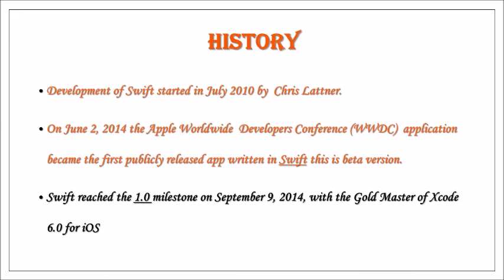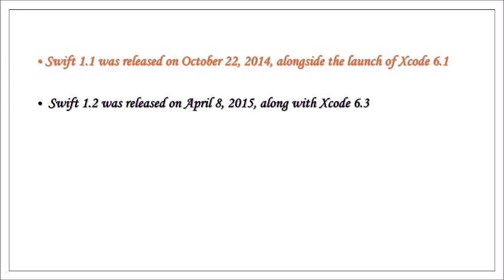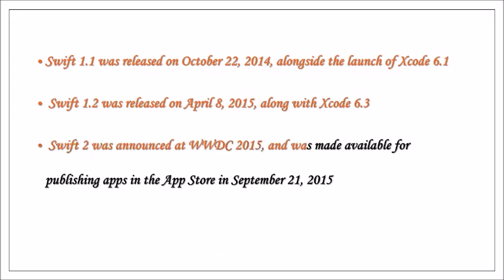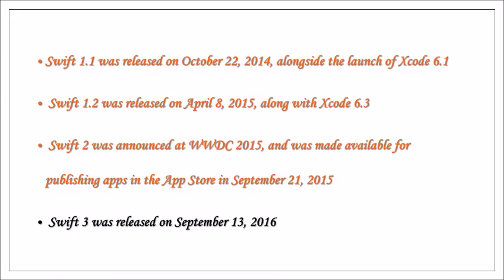Swift reached the 1.0 milestone on September 19, 2014 with the Gold Master of Xcode 6.0 for iOS. Swift 1.1 was released on October 22, 2014 alongside the launch of Xcode 6.1. Swift 1.2 was released on April 8, 2015 along with Xcode 6.3. Swift 2 was announced at WWDC 2015 and was made available for publishing apps in the App Store on September 21, 2015. Swift 3 was released on September 13, 2016.